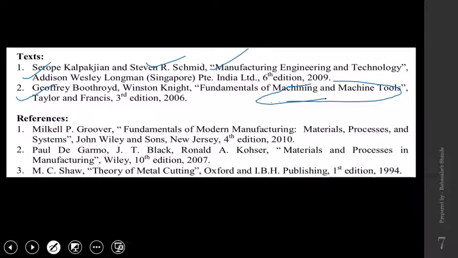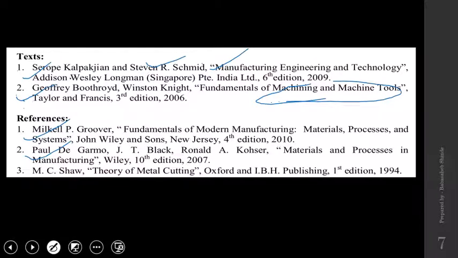So if you want to study that metal cutting in a better manner, you should go with the second book. Similarly, some reference books are also there. Michael P. Groover's Fundamentals of Modern Manufacturing is there. Then Materials and Processes in Manufacturing is also there by Paul D. DeGarmo. These two are again general textbooks, general books where you can find all the manufacturing processes.